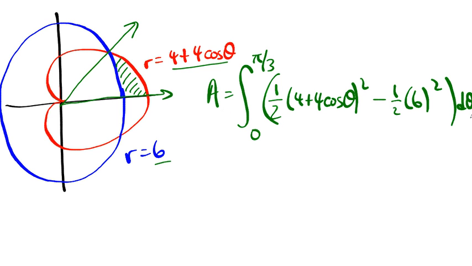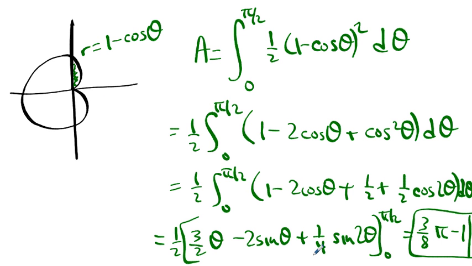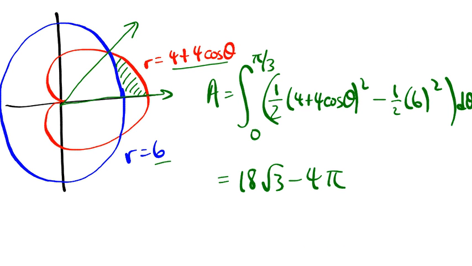Now, you can do this by hand if you like. You can do this with a calculator if you like. If you do it by hand, it's 18 radical 3 minus 4 pi, using a very similar substitution to what we saw in here. If you do it on a calculator, you get some decimal approximation. Okay?